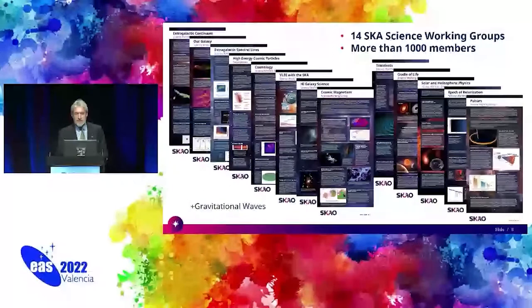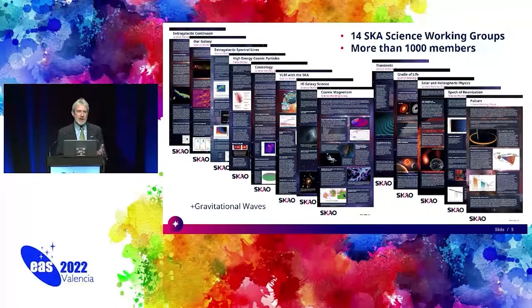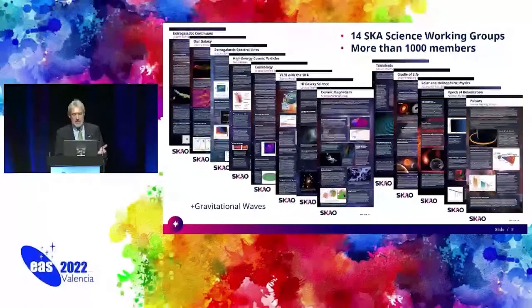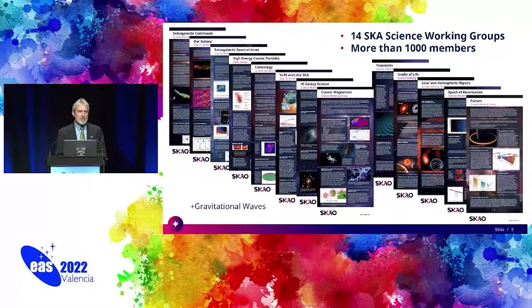We have, at the moment, 14 science working groups that have wide open membership, so I encourage you, if you're not already a member of one of these working groups, to just go to our website and indicate that you're interested. The banners representing what they do can be found, in fact, on our website for download. They're shown here on this one page that captures the breadth of scientific goals that they have in mind.